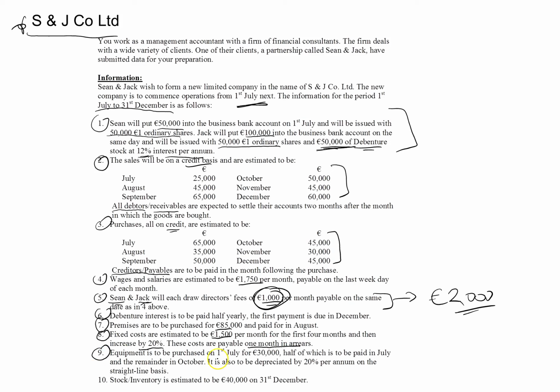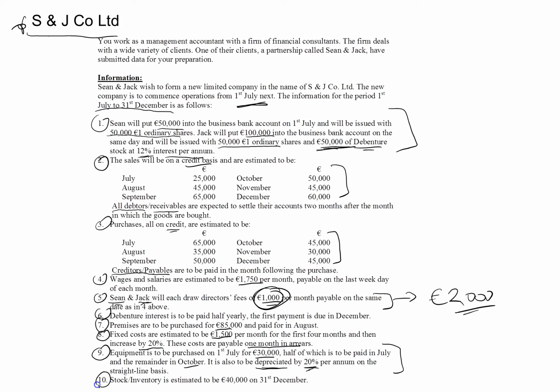Equipment is to be purchased on the 1st of July for 30,000, half to be paid in July and the remainder in October. It is also to be depreciated by 20% per annum on a straight line basis. Now depreciation is a legitimate expense in the income statement, but it is not a cash flow. So the first thing we're looking at is the cash budget, so therefore we will be excluding the depreciation.